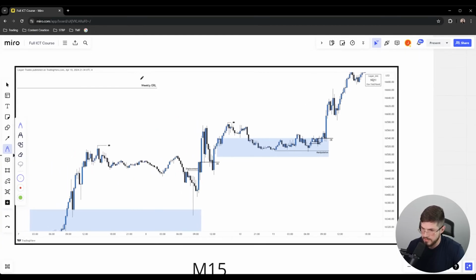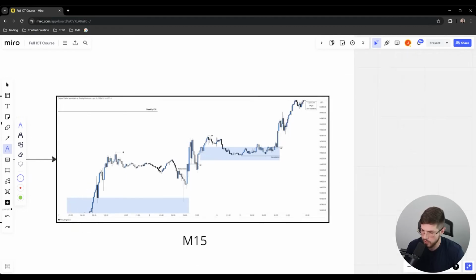Now this happens over and over and over again. Until that overall highest time frame target is met, you're going to see lower time frame market maker models inside every single higher time frame level. That is how you have a clear daily bias.